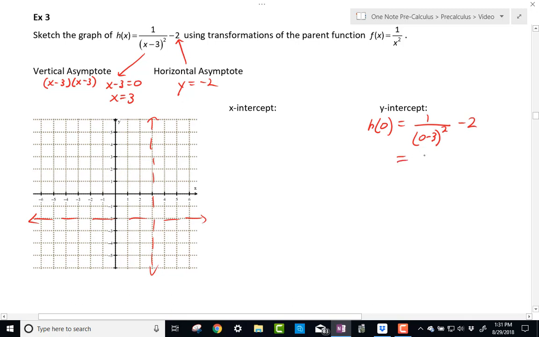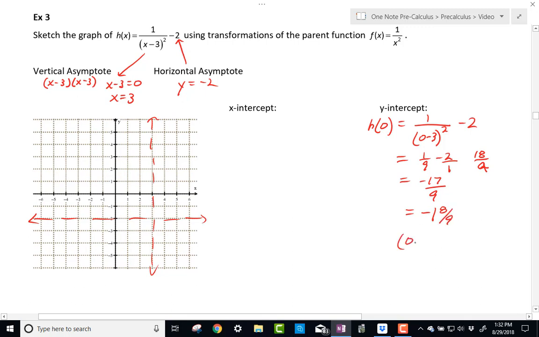-3 squared is 9, so this is 1/9 minus 2. Now you're going to have to do some fraction work here, but 2 is really, if I put 2 over 1 and I multiply it by 9 over 9, it becomes 18 over 9. And then 1 take away 18 is -17. Oops, excuse me, this is over 9. -17 over 9, which is equal to -1 and 8/9.